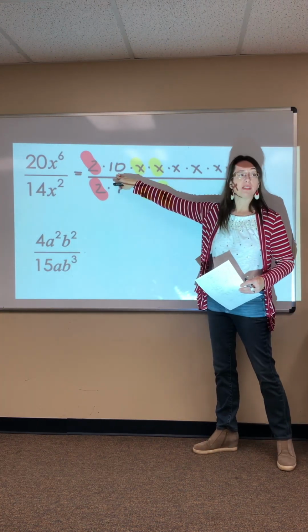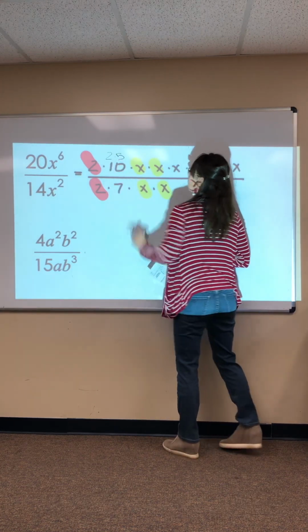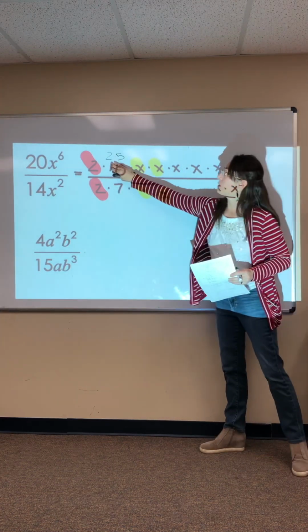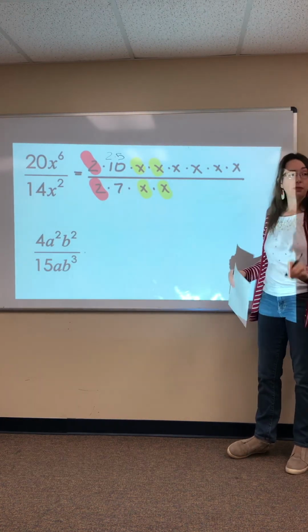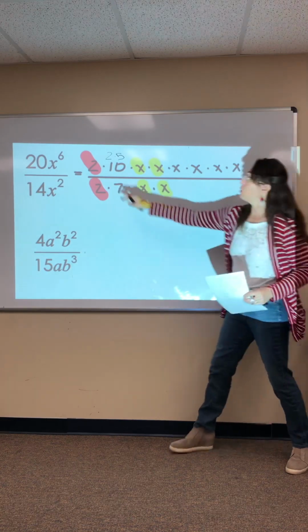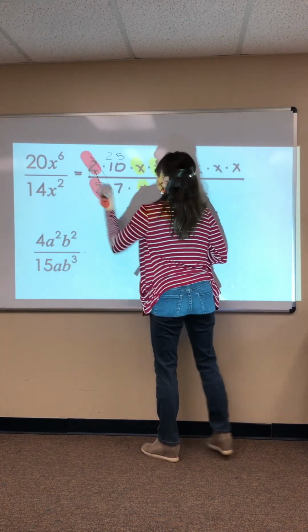We could simplify 10 into 2 times 5. Perfect. If we wanted to break it out, all we're doing is looking for something on the top that I can cancel with something on the bottom. So we've got two 2's that can cancel. This is the number 1.